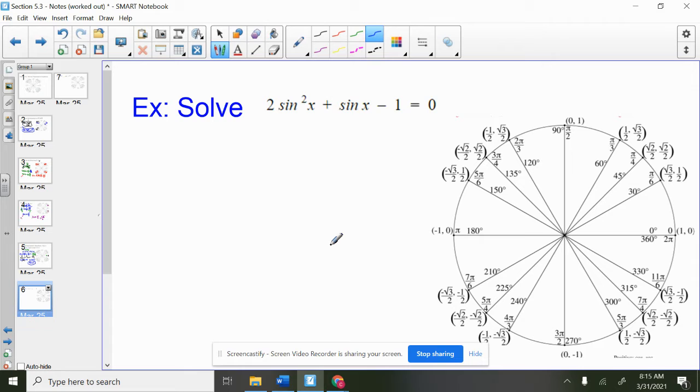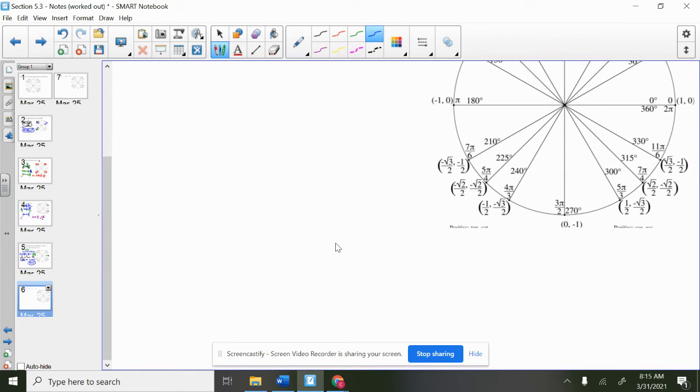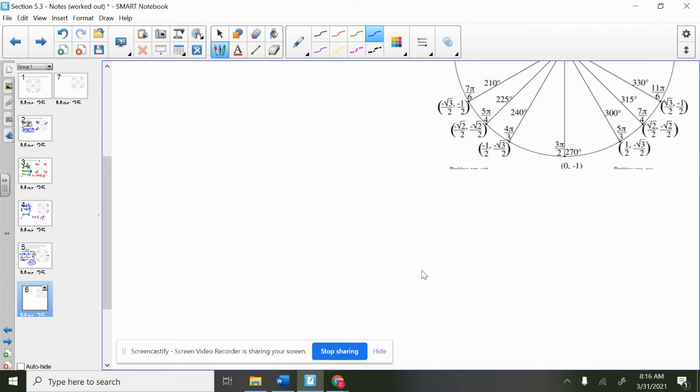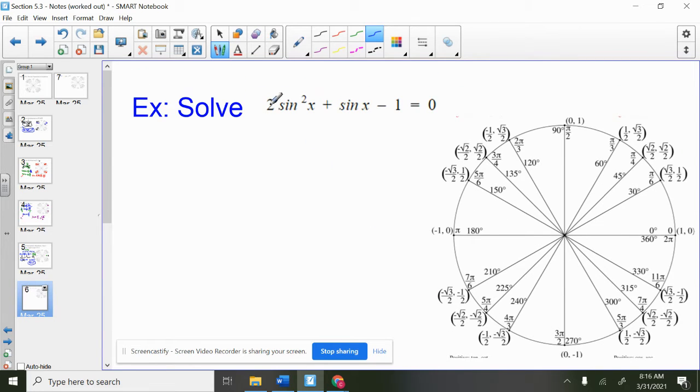Now, we're going to do something very similar, but the difference between this one is that we have to be a little careful, because the leading coefficient is a 2, which means the factorization is going to be more difficult. So I'm going to do what I did before. I'm going to say, in this case, u is going to equal sine of x. I don't want to use x because I already have x there. So if I do that, that'll give me 2u squared plus u minus 1 equals 0.